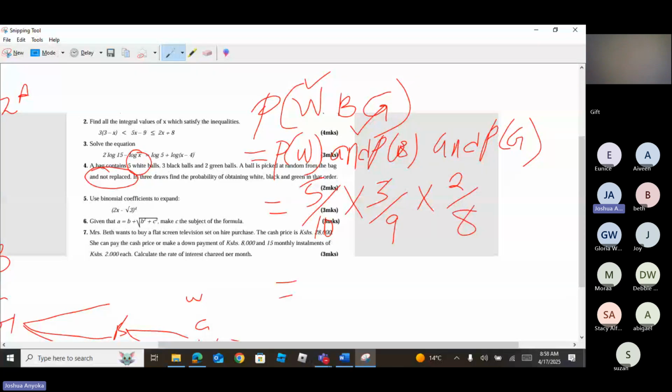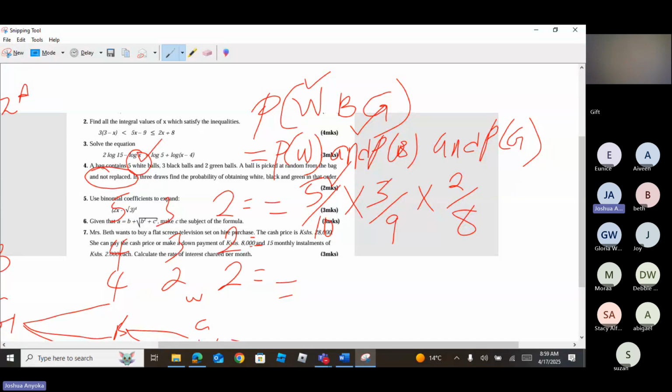So at the first selection, we have 5 whites, 3 black and 2 green. In the second selection, we have 4 white because we have taken 1, 3 black, and 2 green. In the third selection, the bag now contains 4 white, 2 black, and 2 green. So in total, here it is 10, here 9, and this one is 8. So we keep on reducing because we are told not replaced.